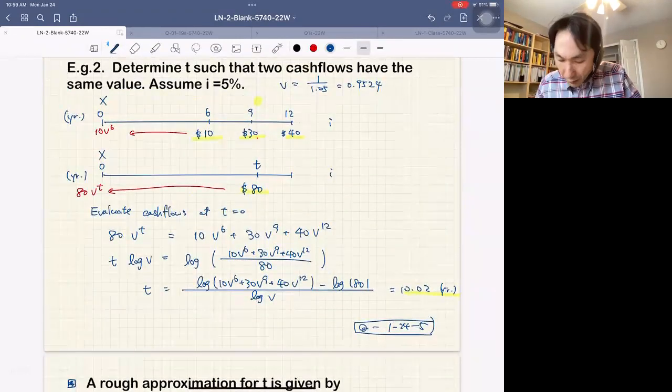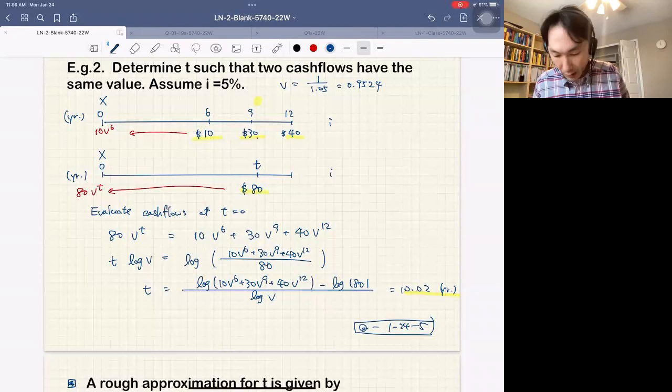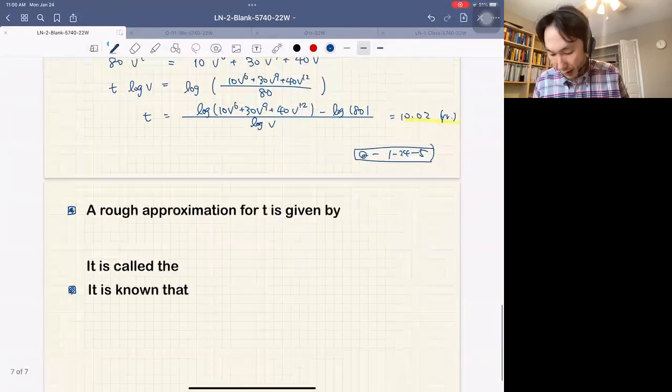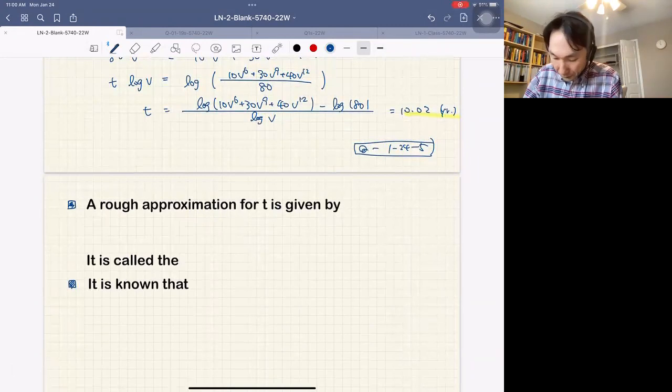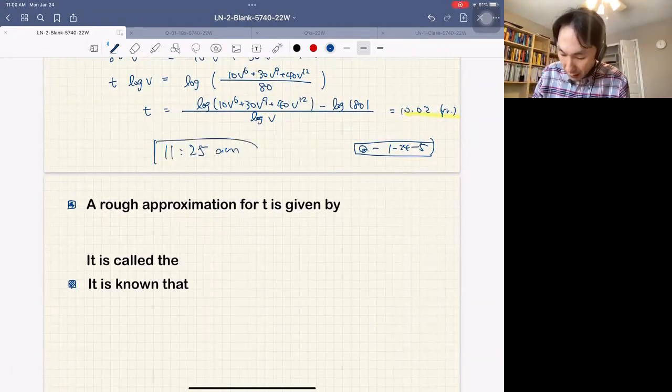Now we will have a weekly quiz, which will be available in 1 minute. You can download it, answer it, and upload it. It's due at 11:25 today. If you are 1 or 2 minutes late, that's fine. 11:25 a.m. is the deadline. You can scan it, or take a picture of it with CamScanner.